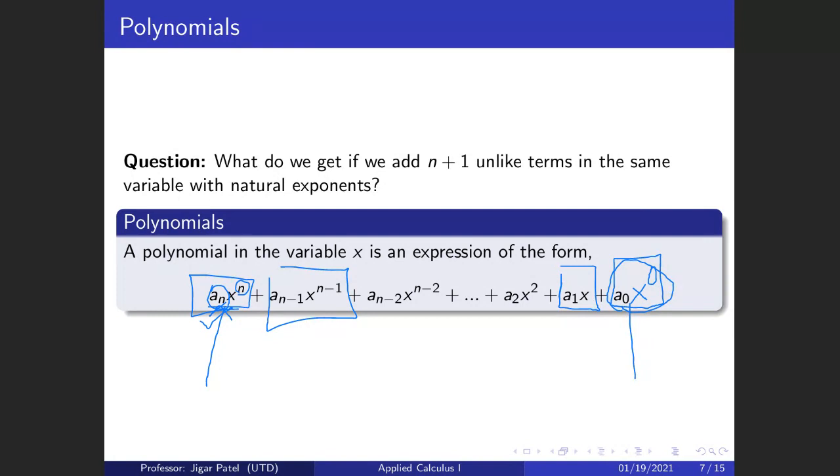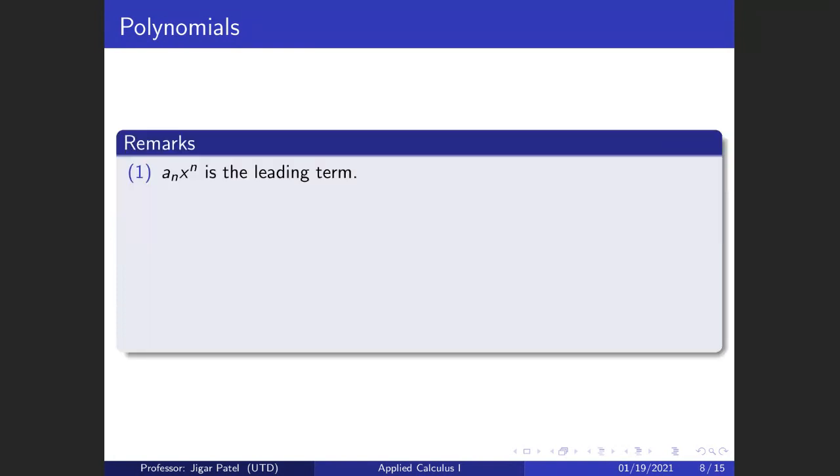Anyways, let's put these remarks together. As I said, this a_n x to the power n, I would like to call it the leading term. This is the term that leads the polynomial. Highest x power term with the sign, that is our leading term. a_n is called the leading coefficient, n is called the degree of the polynomial.